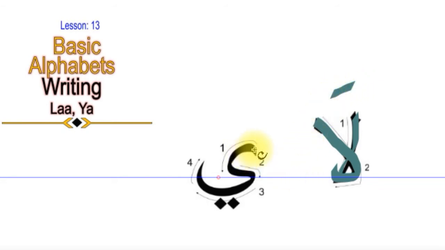Now let's do the letter Ya. From top here, curve in, then a semicircle. You have to put 2 dots here. First stroke, Fatha stroke.